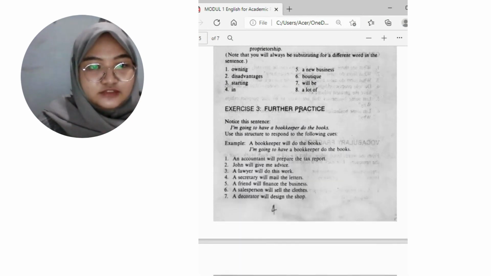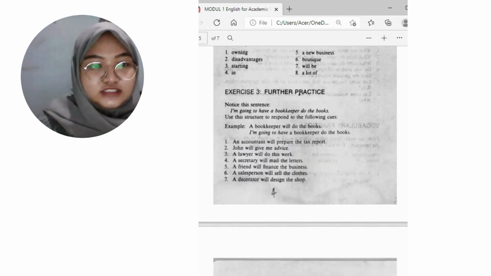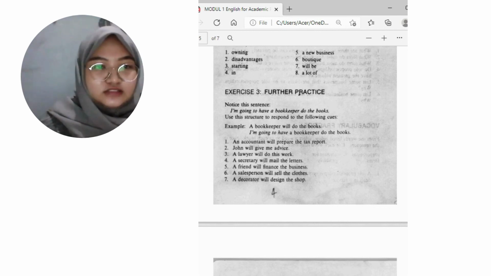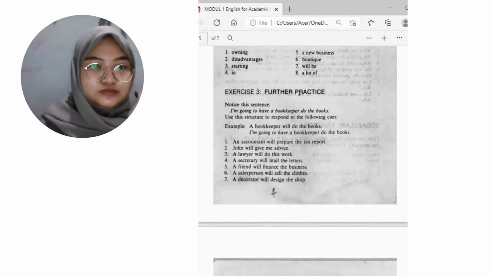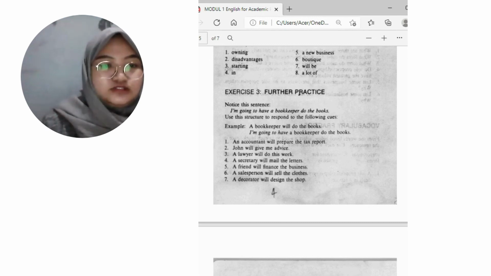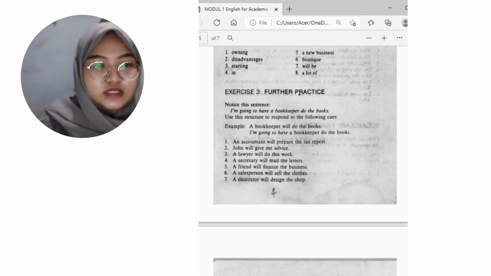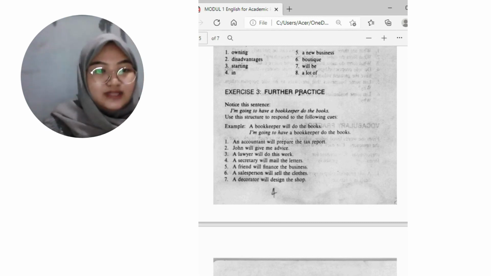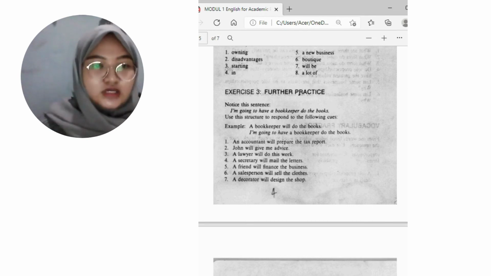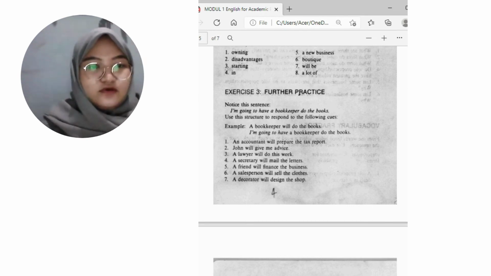Exercise 3, word practice. Notice this sentence: I'm going to have a bookkeeper do the books. Use this structure to respond to the following cues. Example: a bookkeeper will do the books. I'm going to have a bookkeeper do the books.